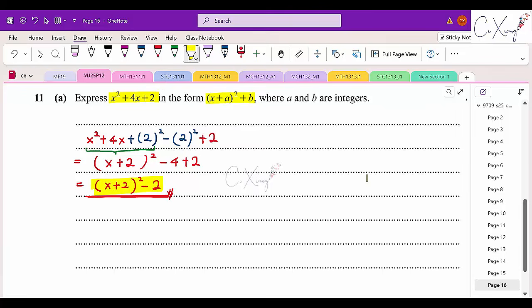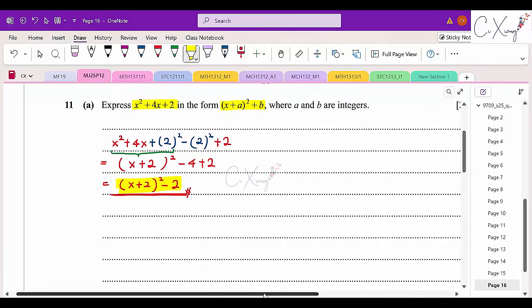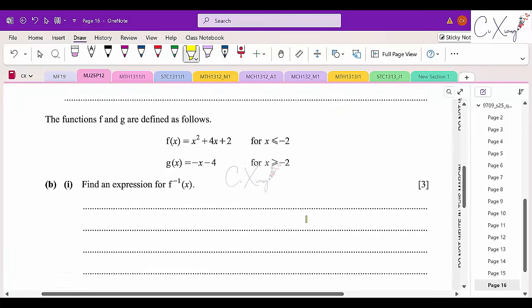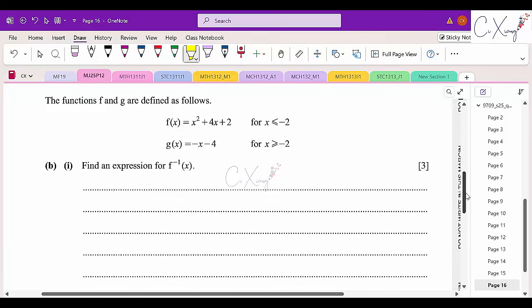Okay, so it's a straightforward and easy question. Then let's continue further to part number B. Now they are giving us some function here. We are having the function fx and also the function gx with a respective domain. Find an expression for f inverse x.